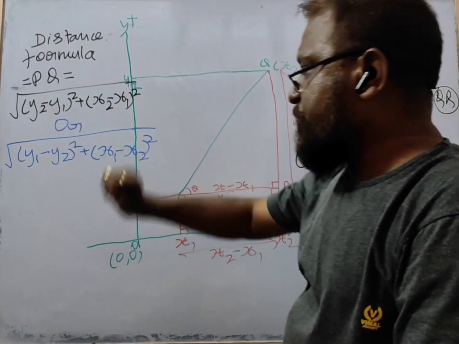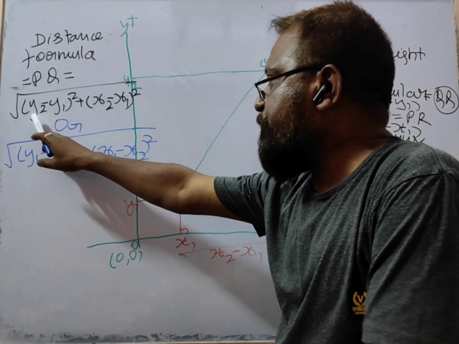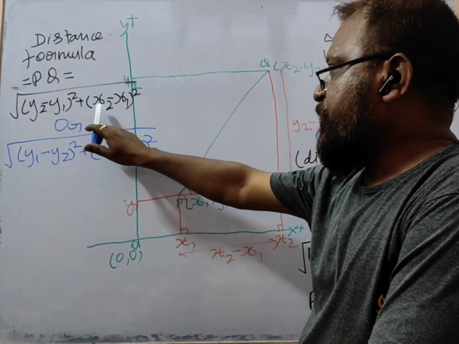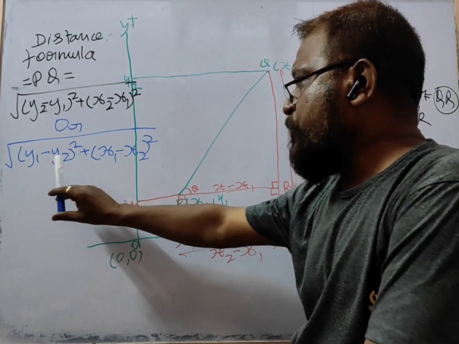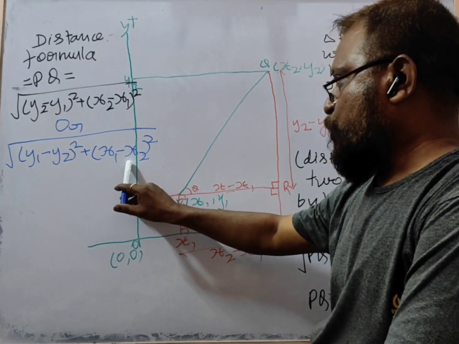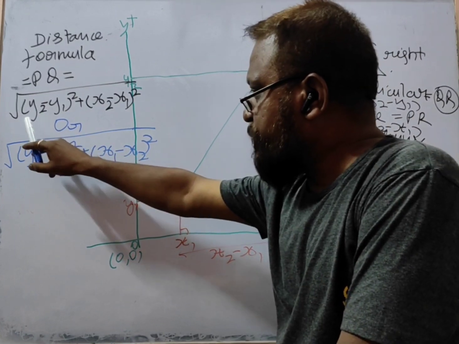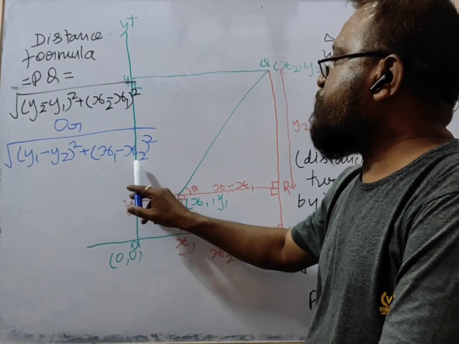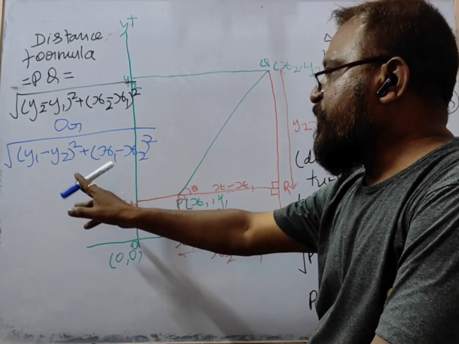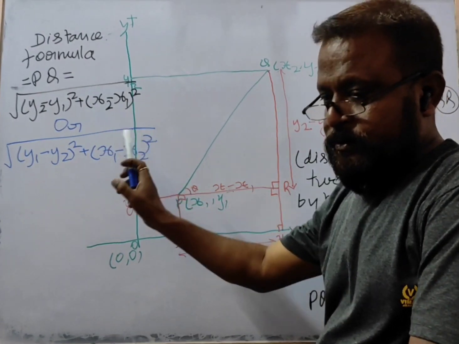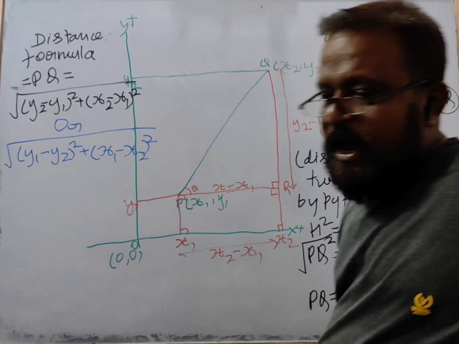But always keep in mind that if you are taking y2 minus y1, then you will take x2 minus x1. If you are taking y1 minus y2, then you will take x1 minus x2. If you take x2 minus x1, you have to take y2 minus y1. And if you take x1 minus x2, then you take y1 minus y2. The position can be interchanged, but for both, not only one. So this is the distance formula.